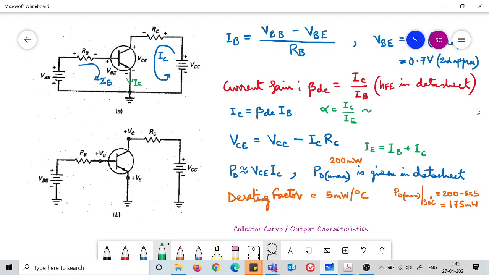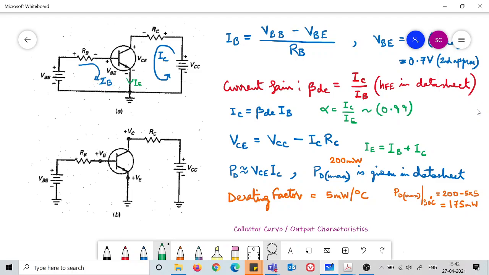This is in the range of 0.99 typically. Because I already explained that IB is very small compared to IC, IE and IC are almost the same, but still there is a difference. So alpha has some value which is almost in the range of 0.99.